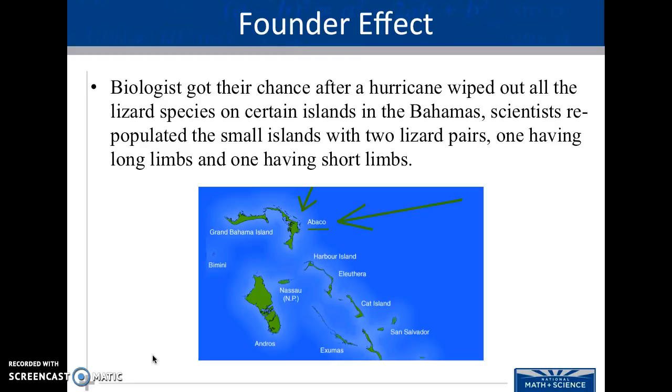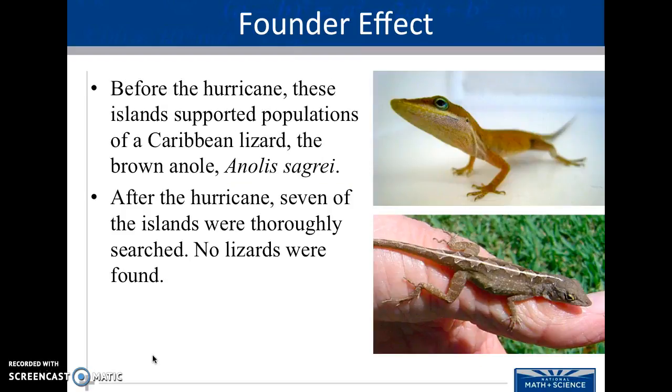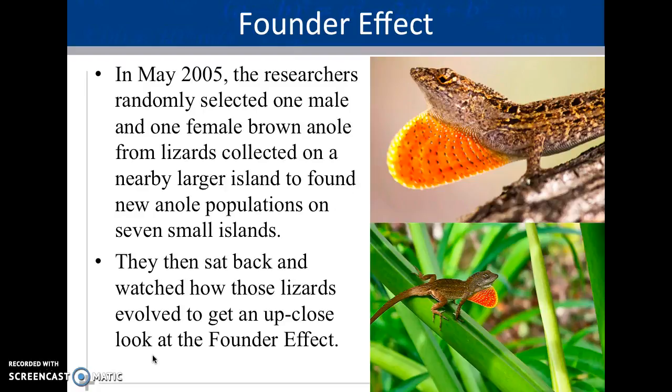Biologists got a chance to study this when a hurricane wiped out all these lizard species in the Bahamas, and they were able to look at how a specific species and the gene pool looked at different islands. This is the example that we talked about, right? The anolis or anole lizards populate different areas, and eventually they became different species. They were all one species at one point.